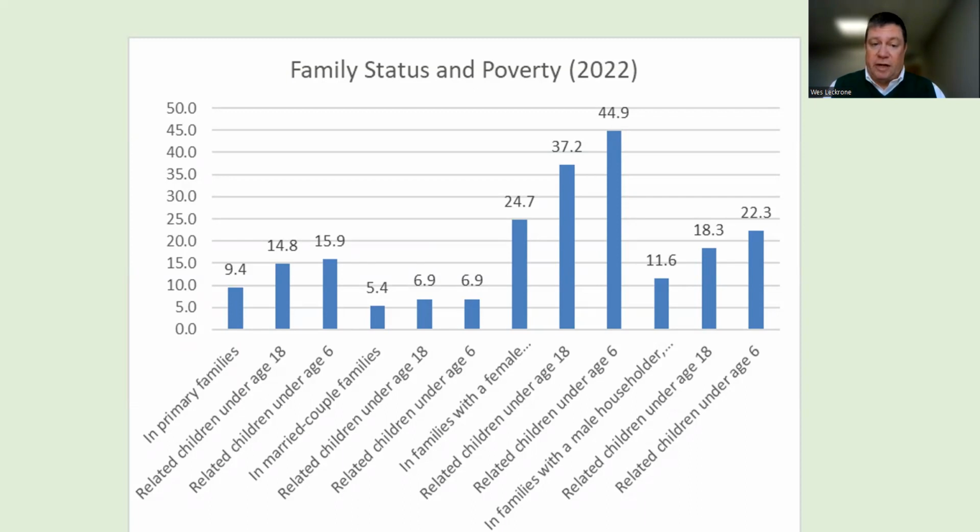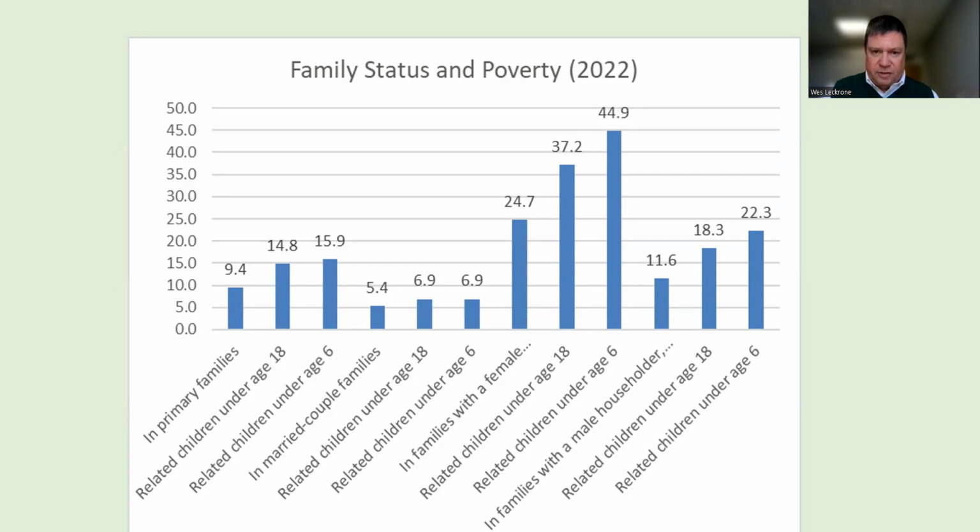When there are children under age 18 in married couple families, about 6.9%, which you see is quite a bit below the national average. And for children under 6, the same 6.9%. So married couple families have the lowest rates of poverty among people that are in families. The highest rates of poverty tend to be found in families with a female head of household.